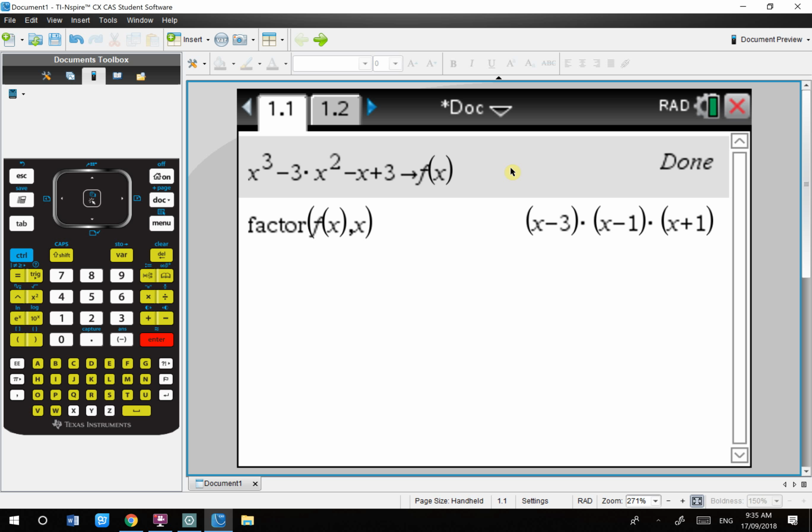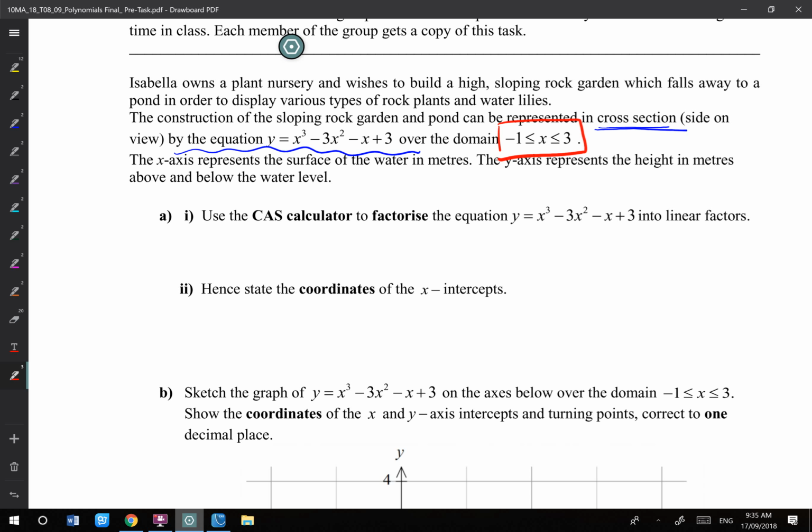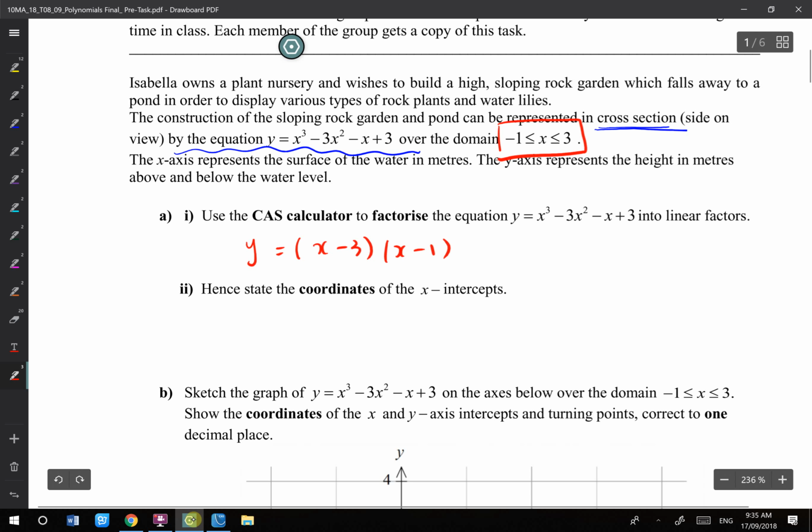You should also be able to factorize it by hand, since you have learned that. But because we have CAS, we don't need to. So I can easily write y equals x minus 3, x minus 1, and x plus 1. One mark, very easy.